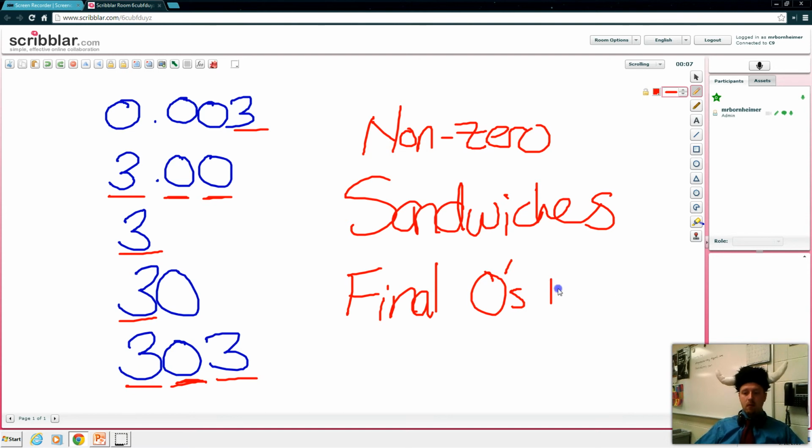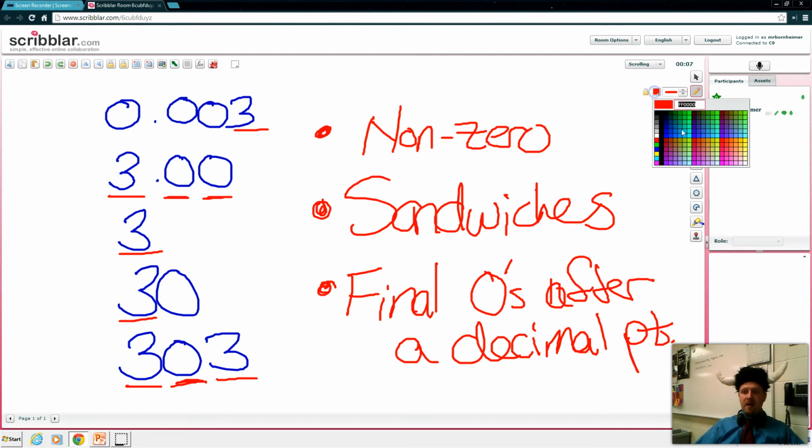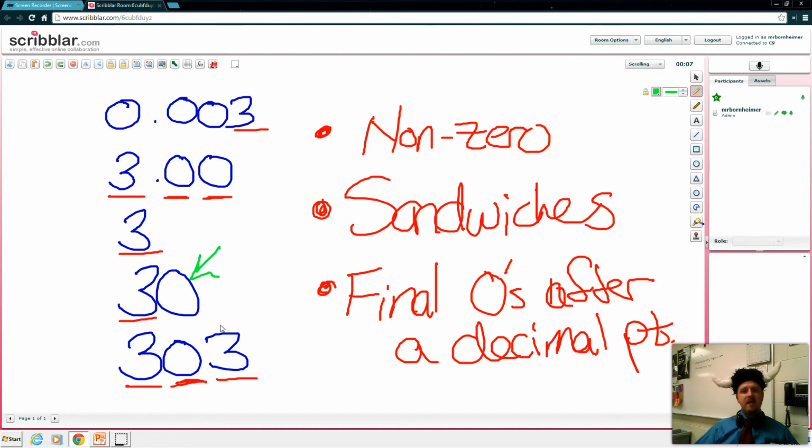So non-zero numbers, sandwiches, and final zeros after a decimal point are significant. So this one, and this one. These are all significant: non-zero numbers, sandwiches, final zeros after a decimal point. Then you have the ones that are not, and these are considered mostly spacers. For instance, this 0 right here is not significant. You would say, well, it's the difference between 3 and 30 by putting that 0 there, and yes, it's called a spacing 0, which means that it moves the significant digits out to where they need to be, but it itself is not significant.